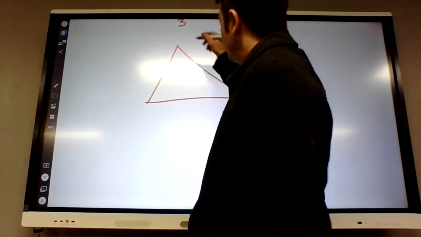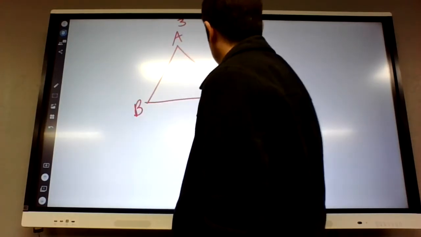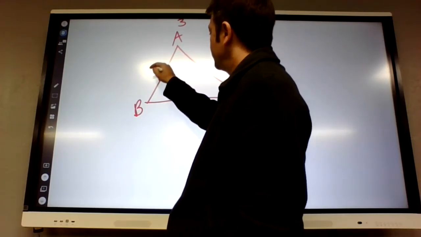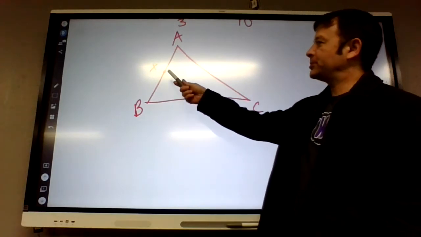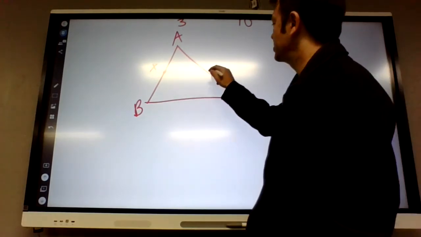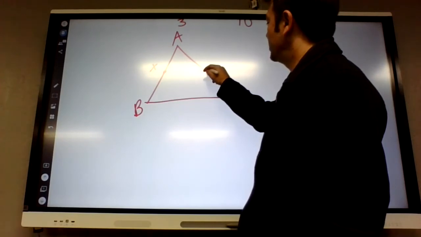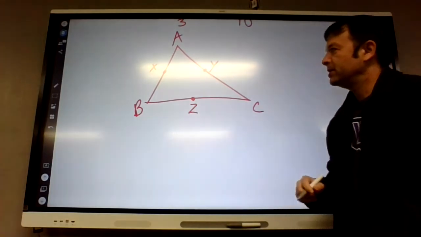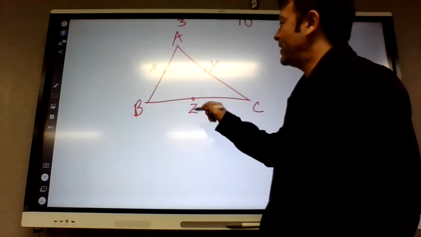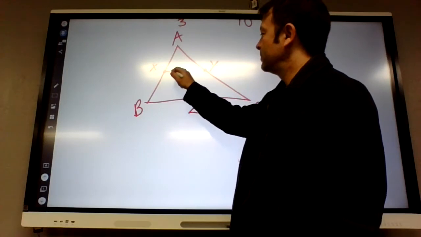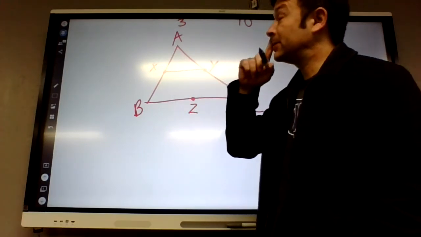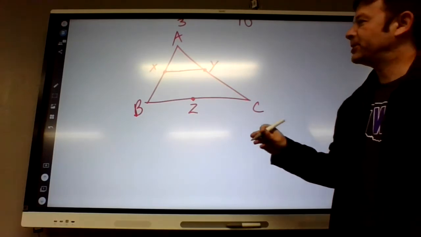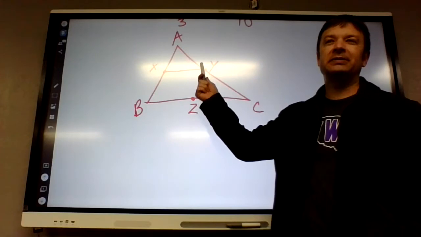Okay, so let's say we have triangle ABC, and let's say X is in the middle of AB. What would we call this point right here? Midpoint. And we'll say Y is the midpoint, and we'll say Z is the midpoint of BC. Okay, so if I draw a segment connecting two of the midpoints, does anybody want to guess what I know about that before I tell you?